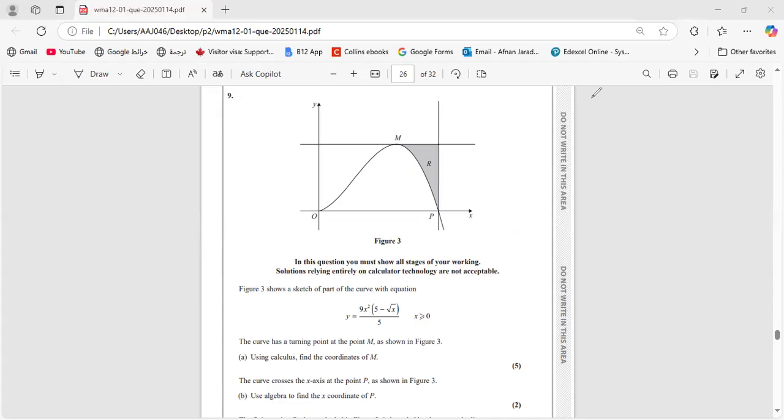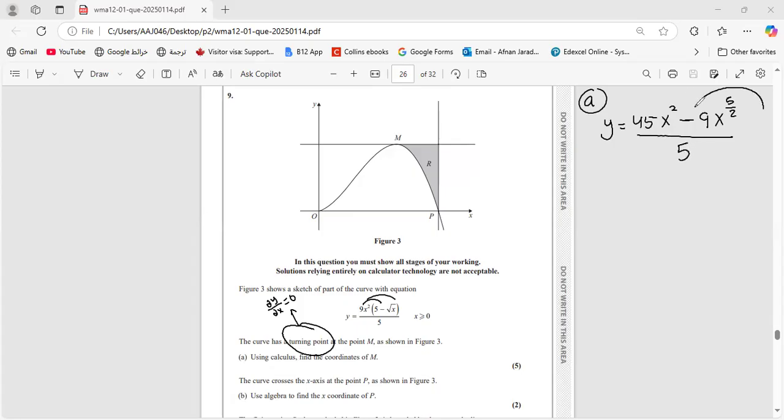So going to part A, the question says to use calculus to find the coordinates of M. So turning point, so I need to differentiate dy over dx and make it equal to 0. Before differentiation, you need to organize this equation by expanding. So y equals 45x squared minus 9x, x to the power of square root of x, which is x to the power of half, multiplied by x squared. It will be x to the power of 5 over 2 divided by 5.